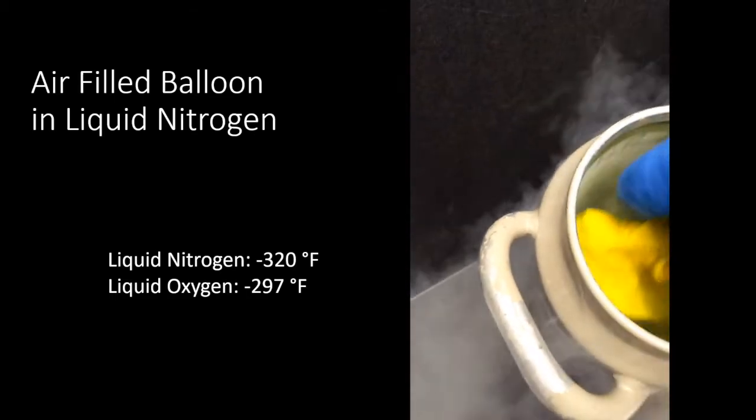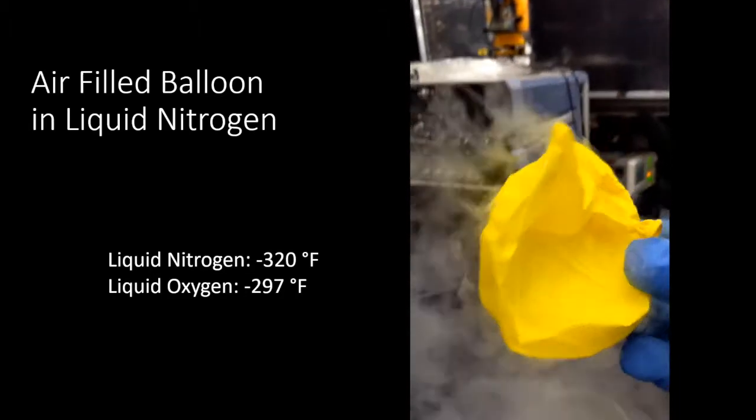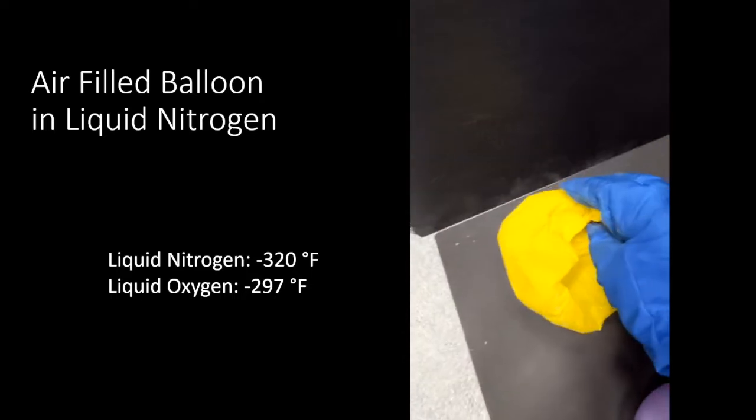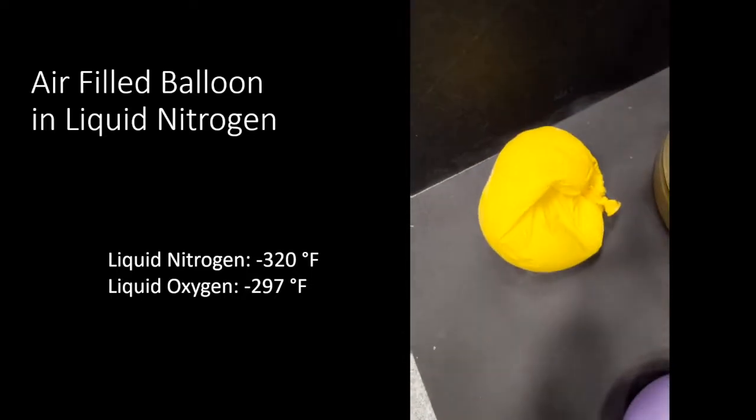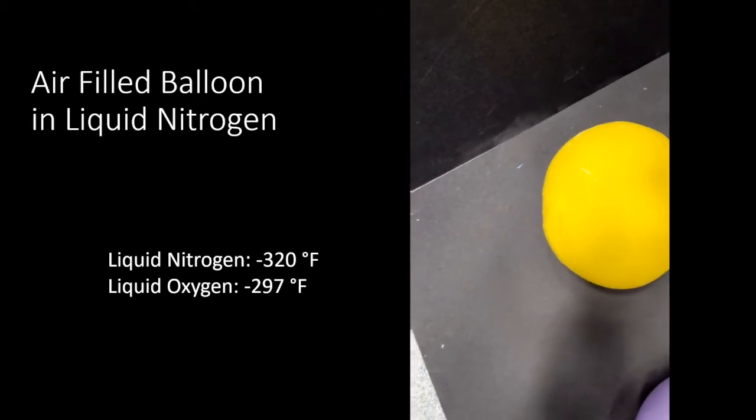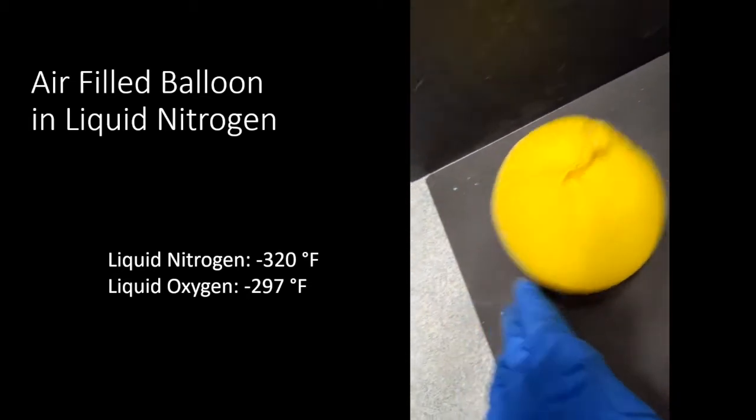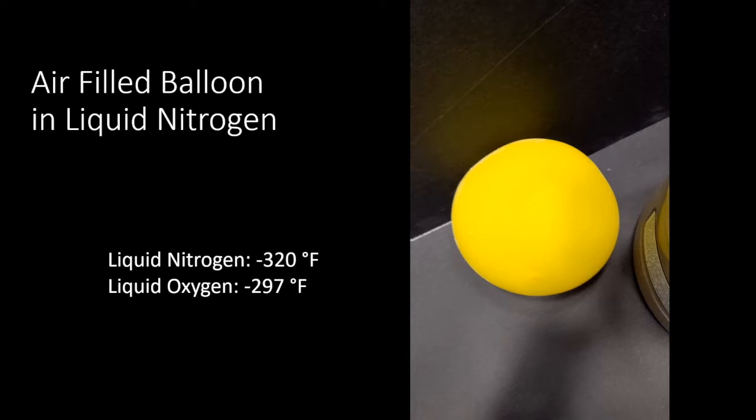When we take the balloon back out of the liquid nitrogen, we see that it has completely collapsed. This is because the balloon is filled with both nitrogen and oxygen. At the temperature of liquid nitrogen, oxygen fully liquefies. So what we actually have inside of the balloon when we take it back out is liquid oxygen as well as liquid nitrogen. Because the volume of a liquid is far less than that of the same material in its gas phase, the balloon shrinks down because of this change in volume.